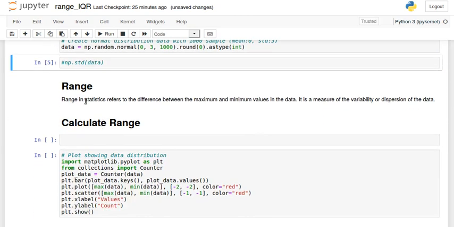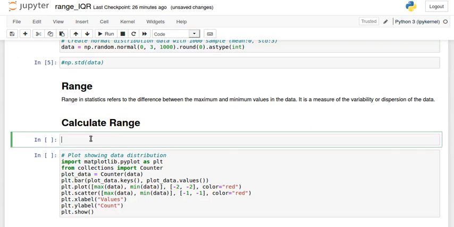So let's discuss range. Range in statistics refers to the difference between the maximum and the minimum value in the data. It is a measure of variability or dispersion of the data. Range is very commonly used in statistics to define the variability of the data, and it is very intuitive to infer and easy to calculate, as we will see. So let's calculate range for the above dummy dataset.